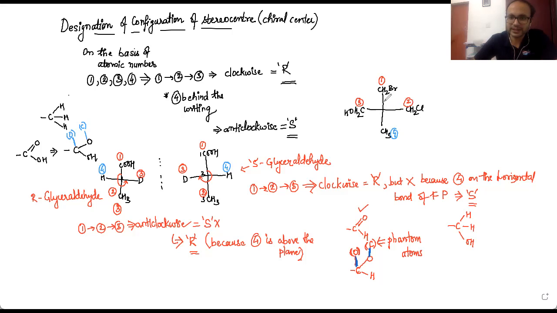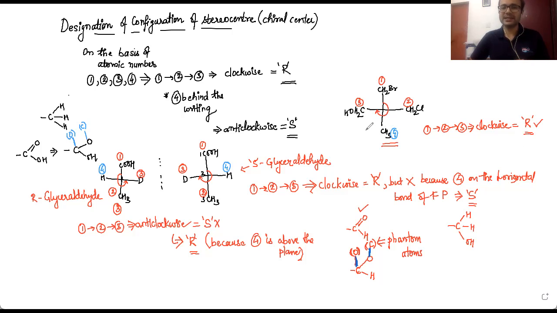Now we will see the sense of movement from 1 to 2 to 3. When we check the sense of direction from first priority to second priority to third priority, it is a clockwise direction. So that means the configuration here is R. An important thing to notice now: the fourth group is on the vertical bond, and in a Fischer projection, the vertical bonds are behind the plane. So our condition is also satisfied, that the fourth group is behind the plane. Therefore, the configuration of this particular chiral molecule is R itself.